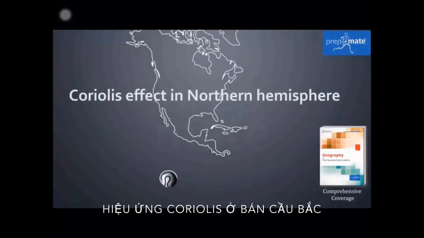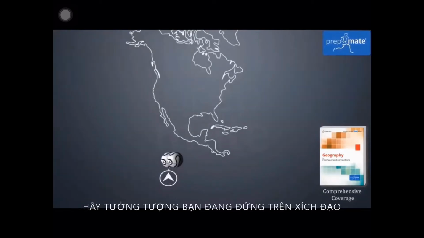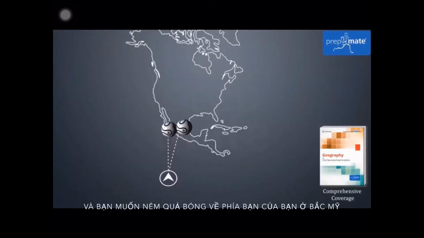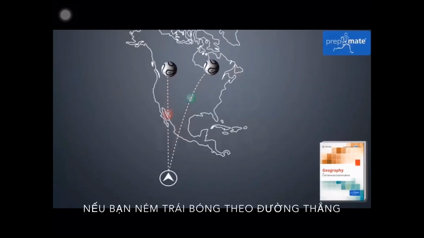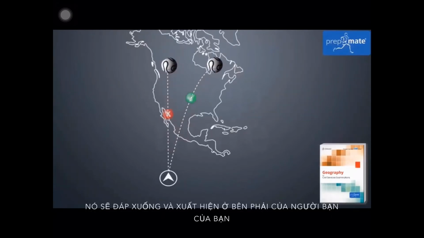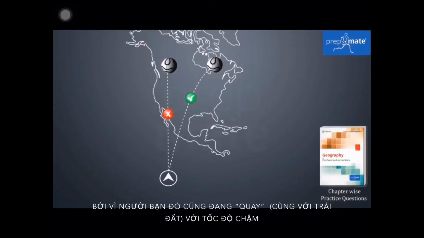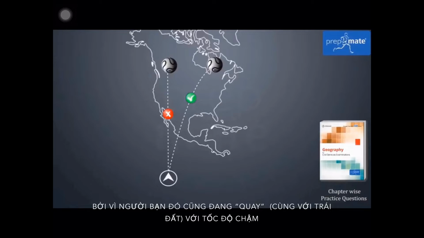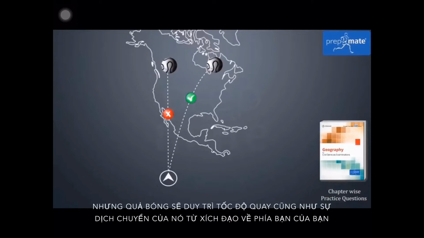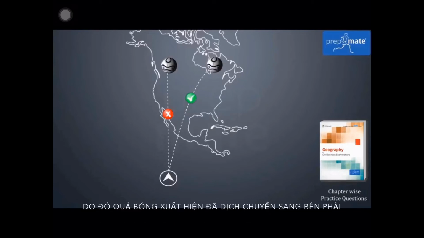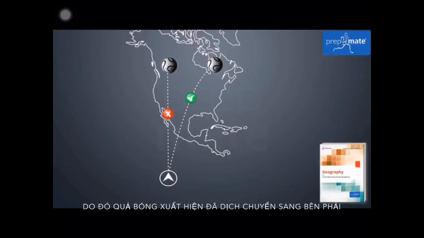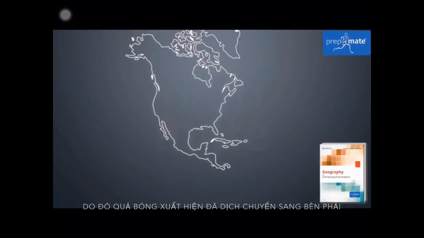Coriolis force in Northern Hemisphere. Let us pretend you're standing at the equator and you want to throw a ball to your friend in North America. If you throw the ball in a straight line, it will appear to land to the right of your friend because your friend is rotating along with the Earth at a slower speed. But the ball will maintain its speed of rotation as it shifts from the equator towards your friend. Therefore, the ball will appear to have moved to the right side.